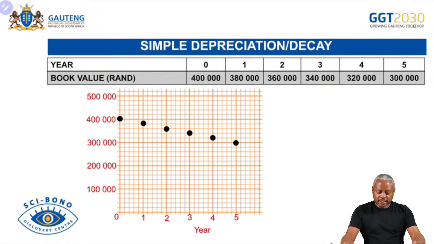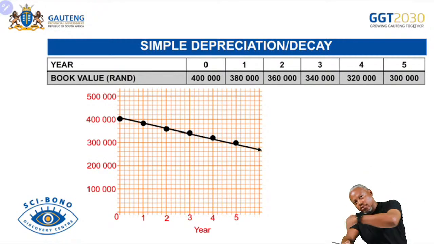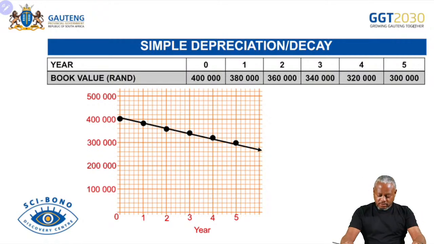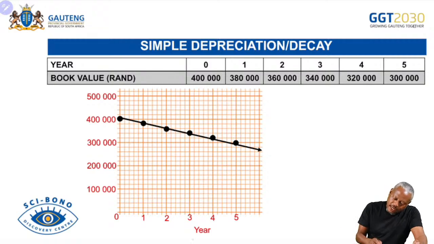So that's how, let us join the points. To join the points, you see the graph is going down. The graph is going down. And then this one is our table, and this one, we draw our graph. And then you must be able to put the number of years here. There is a value, it's the book value of the car.